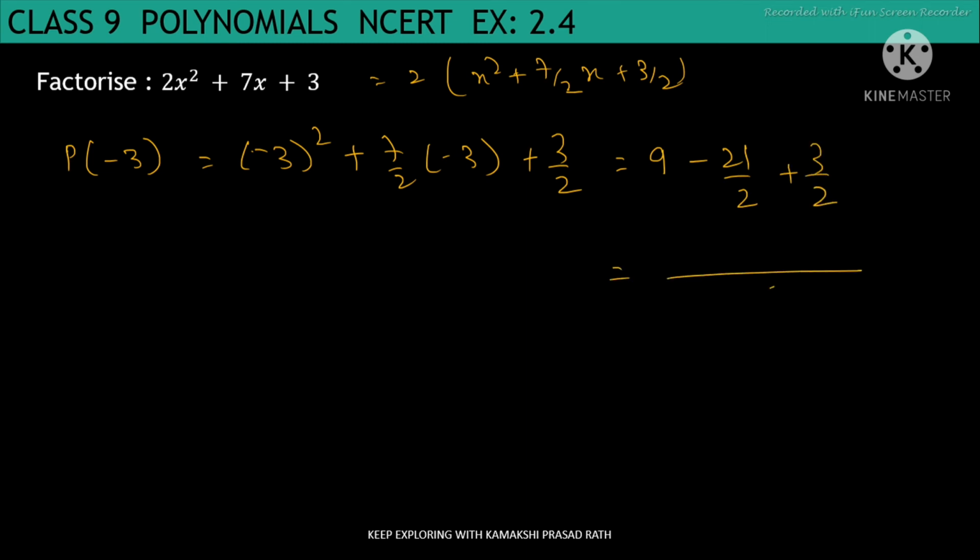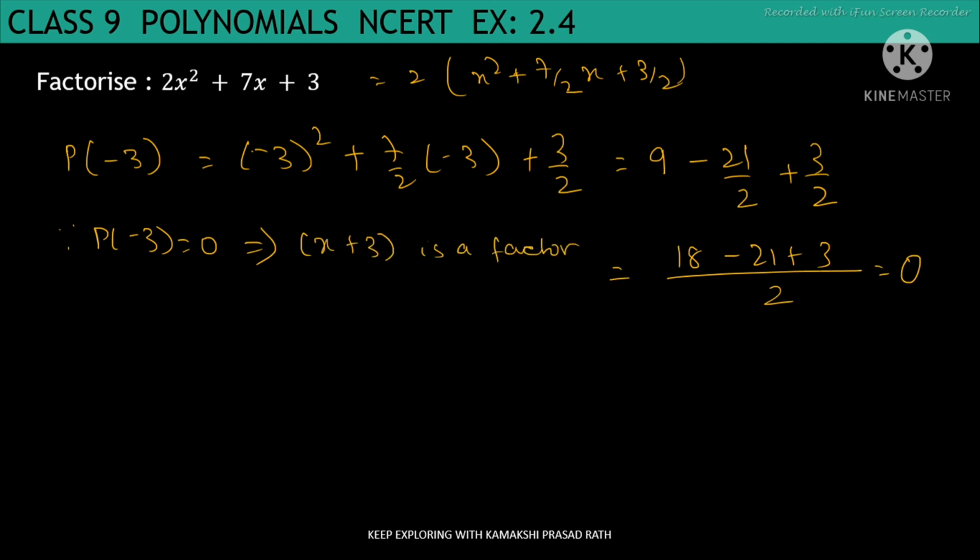So we'll take out the LCM as 2. We get 2 9s are 18 minus 21 plus 3. 18 plus 3 is 21, 21 minus 21 is 0. So the answer is 0 here. So here we say that P of minus 3 is 0. Now since P of minus 3 is 0, by factor theorem we can say x plus 3 is a factor. So one factor we have got.